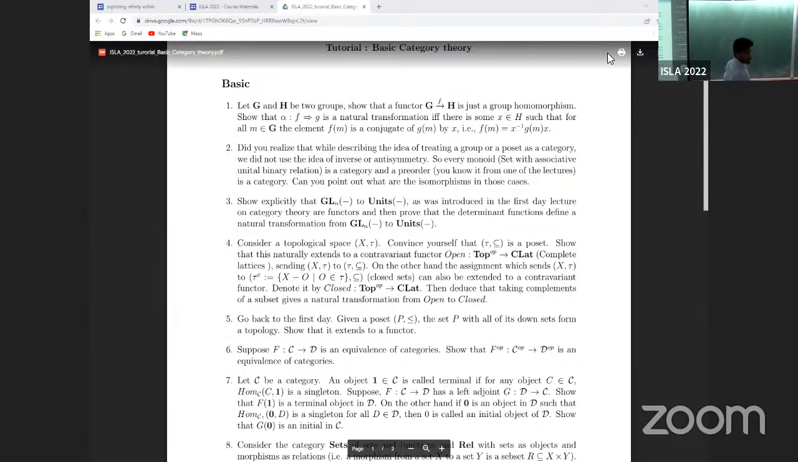I didn't understand this inverse or antisymmetry. The idea of inverse or antisymmetry. Yeah, so you know what is an inverse to an element in a group, and the idea of antisymmetry in a pre-order, right? So that's what is meant here. Is this clear to you? So the question? Yeah, sure. Go ahead.